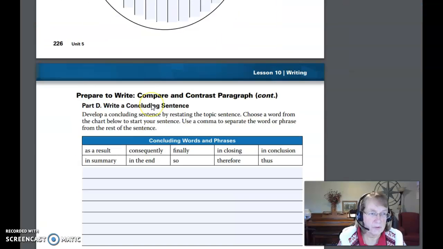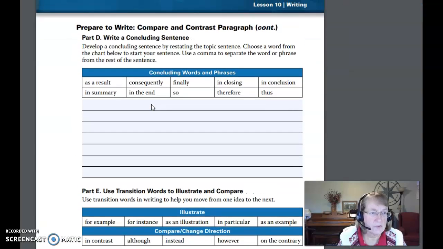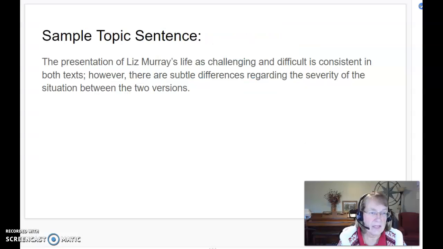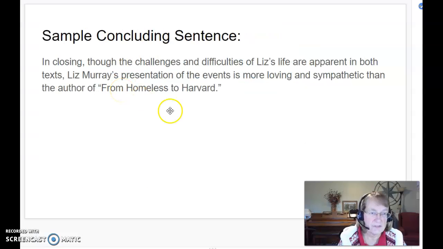There are some possibilities you can include: as a result, consequently, to start. I'll pull up the example I have. So here's a sample concluding sentence.